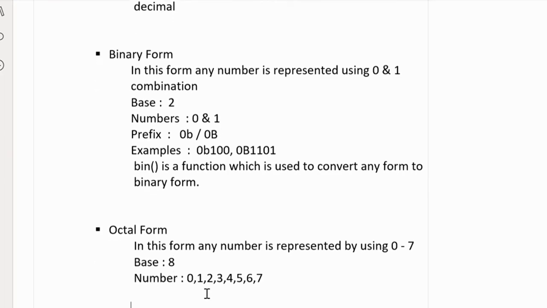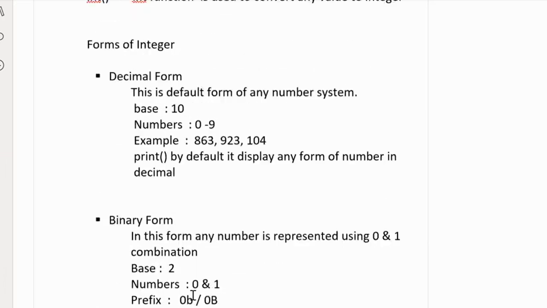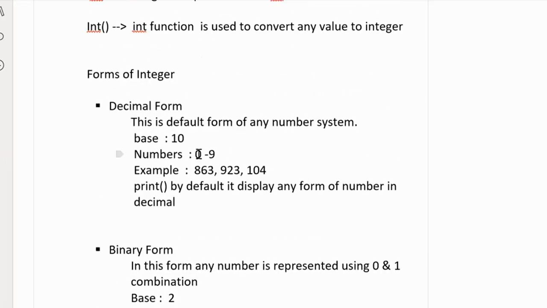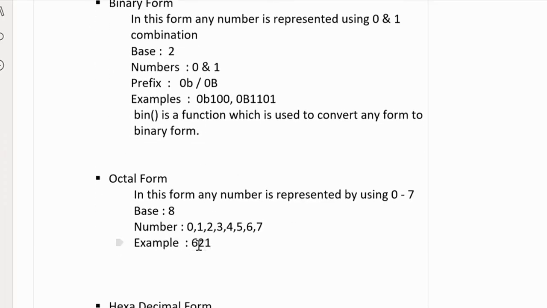Now, what is an example of this, or how is it recognized? If I give an example, 621. Is this an octal form? Yes, it has the 6, 2 is also there and 1 is also there. But 621 is nothing but representing the decimal form. The interpreter will recognize this as a decimal form by default.